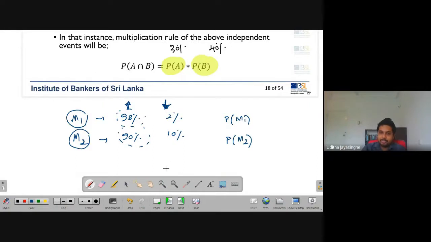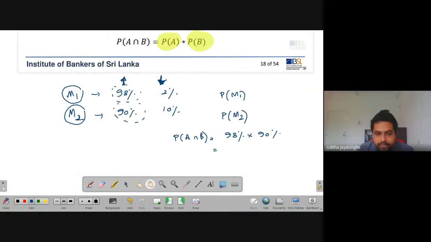So what's the joint probability? P of A intersection B, in such instances, you can multiply these two events. 98% multiplied by 90%. In that case, if one asks me, what's the probability of both machines being up and running, it is 88.2% of the time. Machine 1 up and 2 down, you can multiply like this also.